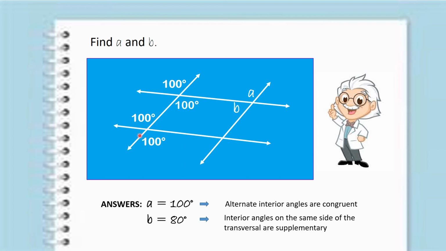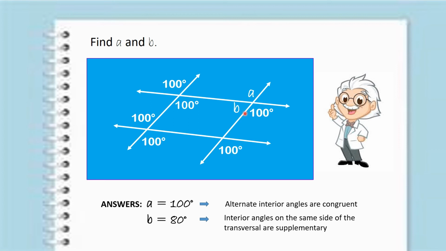This angle here is also 100 degrees. If you notice, this angle and this angle are corresponding angles. Or if you look at these two angles, they are vertical angles too. So that's why they are congruent. This one, why is it? This measures 100 degrees. Since we're going to look at this transversal here, these two angles are corresponding angles. So they are congruent.